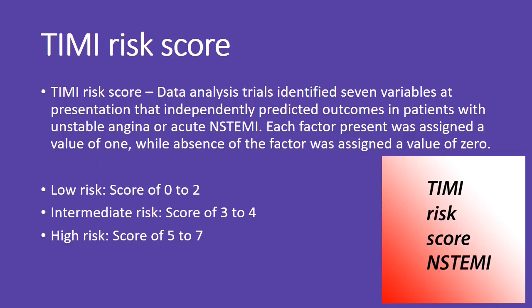STEMI risk score. There are several scores to predict the outcome of a patient with a non-ST elevation MI or unstable angina. When it comes to this risk score, it is composed of 7 variables. Each factor present was assigned a value of 1, while absence of the factor was assigned a value of 0. If the score is 0 to 2, it is considered low risk. If the score is 3 to 4, it is considered intermediate risk, and if the score is 5 to 7, it is considered high risk.